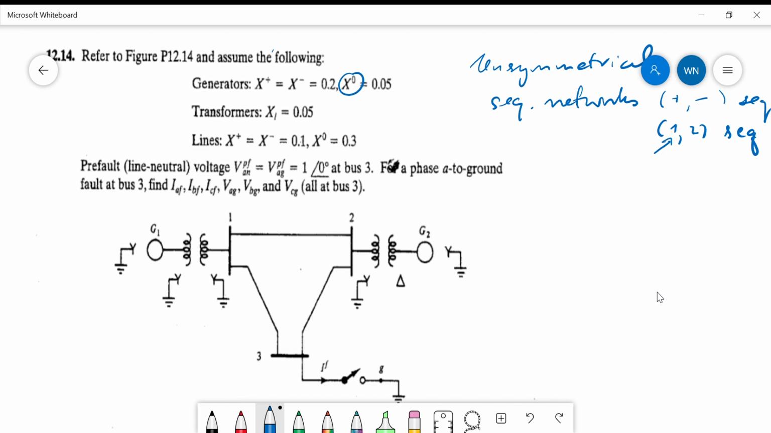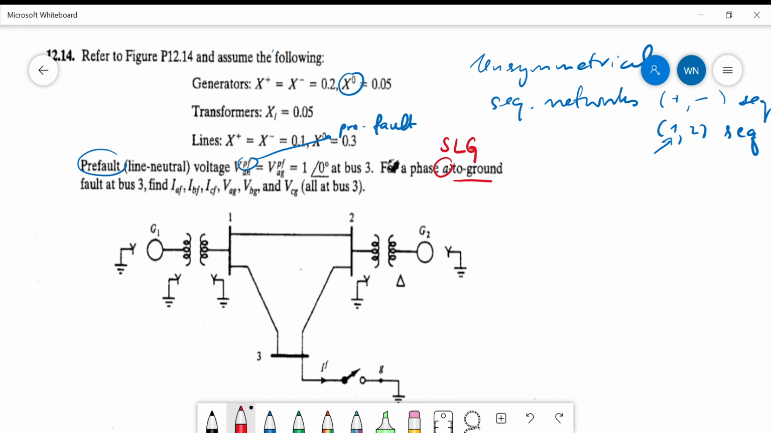The problem says that the pre-fault voltage can be assumed, where PF stands for pre-fault condition. The pre-fault voltage at bus 3 is 1 per unit at an angle of 0. We assume the fault type is a single line to ground, because the short circuit is at phase A with respect to ground. So this is a single line to ground fault at bus 3.